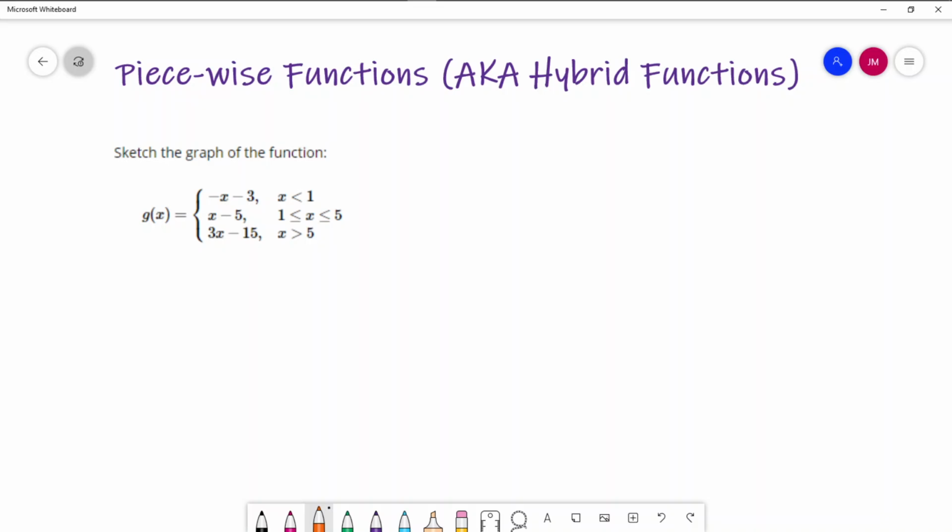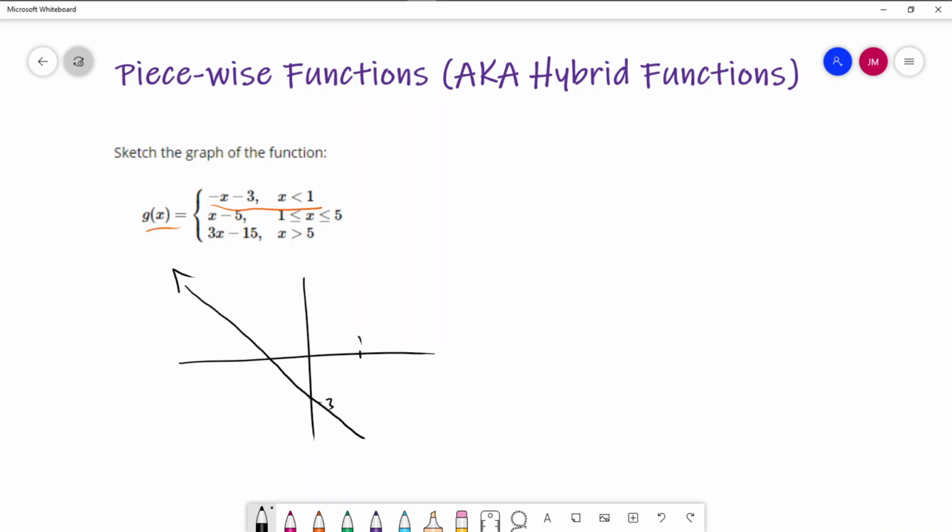So when you start with this, always start with the top one. We're just sketching for all the values for x is less than 1. So I'm going to draw my axes, and I'm drawing the line negative x minus 3. At x equals 0, I'm going to have a y-intercept of negative 3, and it's a negative gradient. So it's going to be some line that's coming down like this. Okay, and I want to stop it at positive 1. Now, x is less than 1, so that's going to go up to negative infinity.